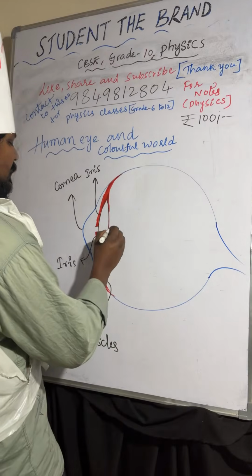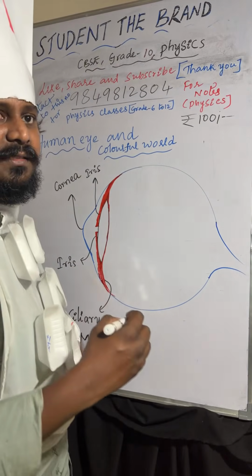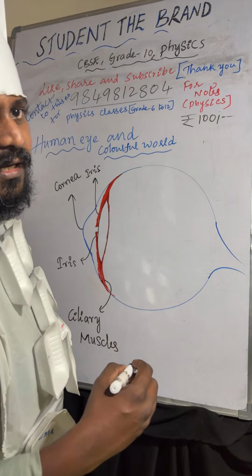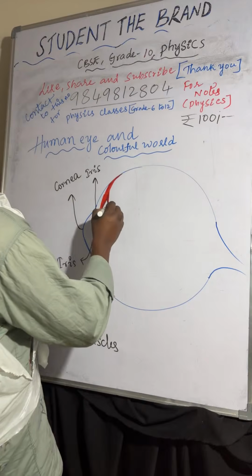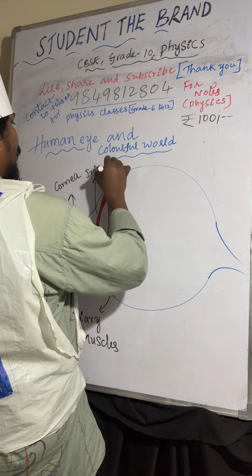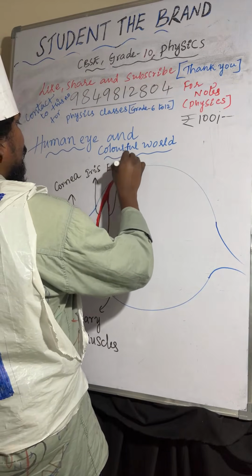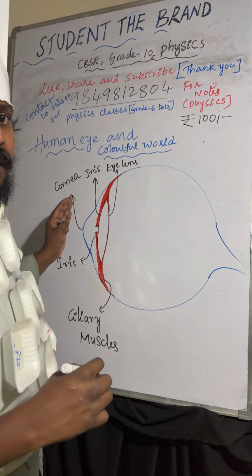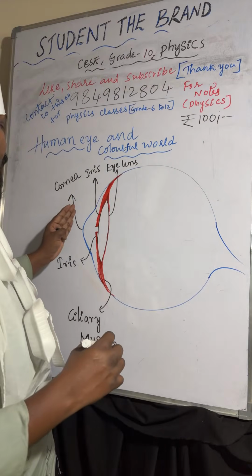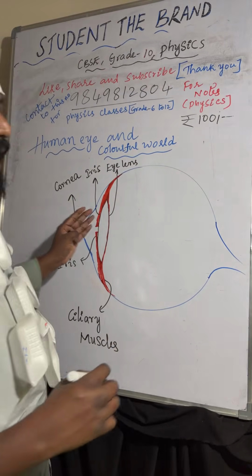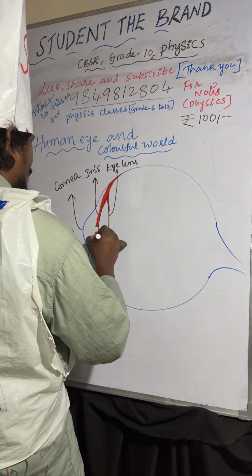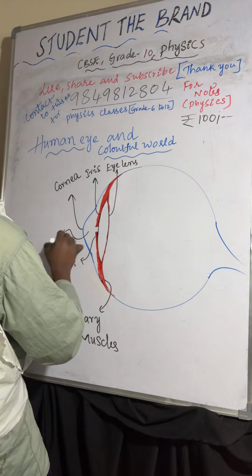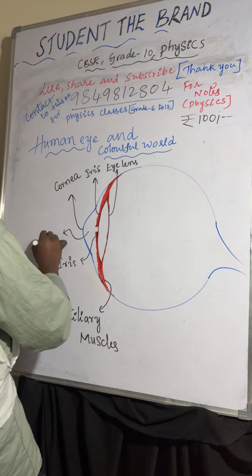Okay, and this portion is called the eye lens, or crystalline lens. So this is the eye lens or crystalline lens. Okay, so the liquid between the cornea and the eye lens is called aqueous humor. The jelly type liquid present between the cornea and the eye lens is called aqueous humor.